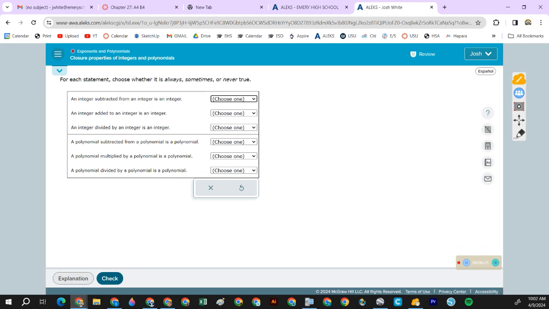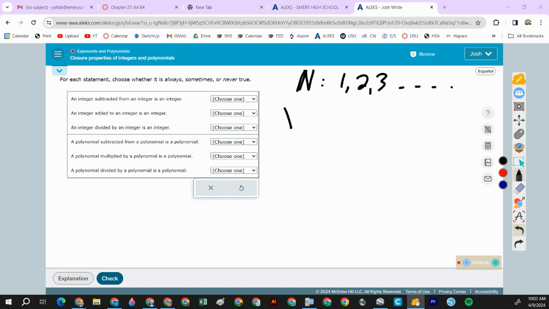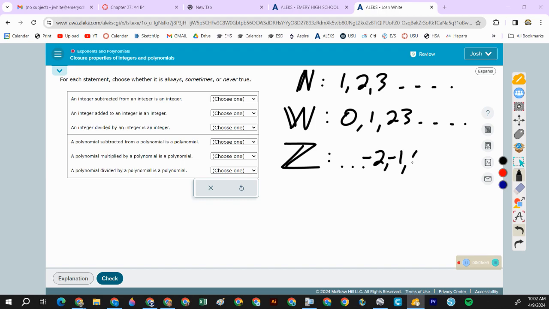All right. Here we have to think about what happens when we add those together. So natural numbers, which we denote like that, are the numbers 1, 2, 3, and so on. The whole numbers are the numbers 0, 1, 2, 3. The integers are the negatives and the positives of the whole number list. And then I guess all we need is integers.